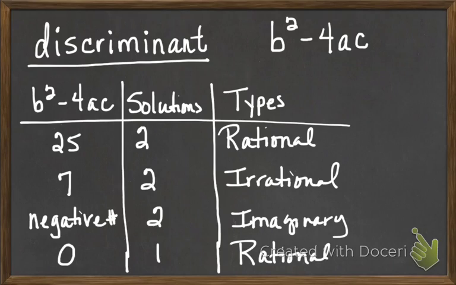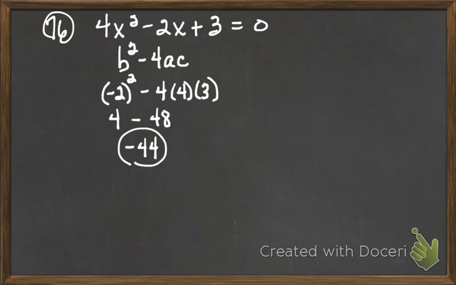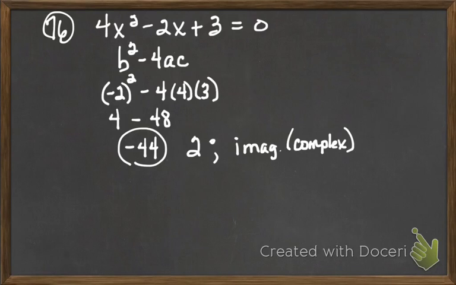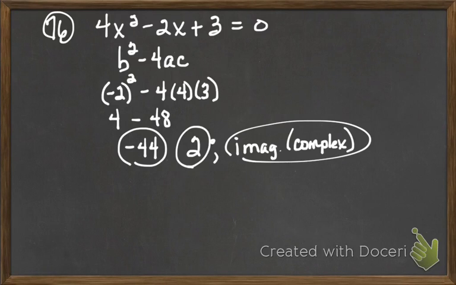Okay, let's look back at our chart. If we end up with a discriminant that is negative, how many solutions do we have? We have two solutions, and what kind of solutions are they? They're imaginary. Now you have to remember, your textbook might use the word complex instead of imaginary. So you need to calculate the discriminant, tell me how many solutions there are, and tell me what kind of solutions they are. All right, let's do one more.